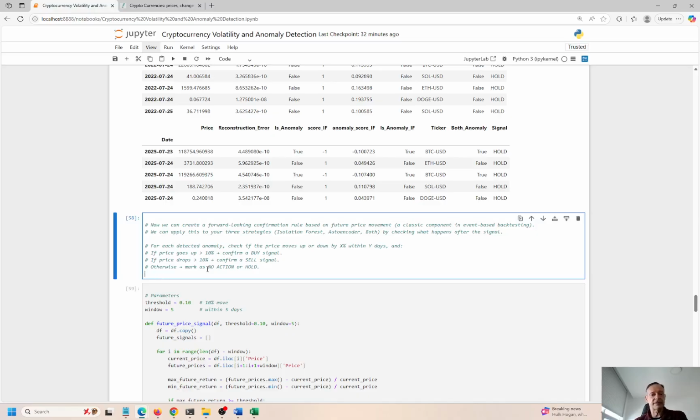So for each detected anomaly, check if the price moves up or down by X%. You can determine that. It can be 5%, it can be 10%. 5% will be more common, 10% would be a little bit more rare. You don't see too many 10% moves, 5% is more common. If price goes up by 10%, confirm a buy signal. If price drops by 10%, sell it. Okay, get out. The thing could be crashing.